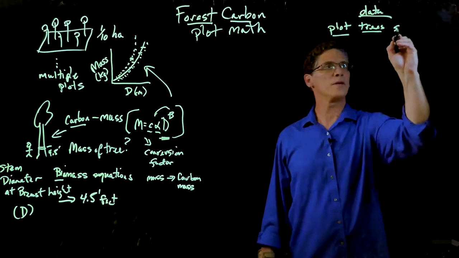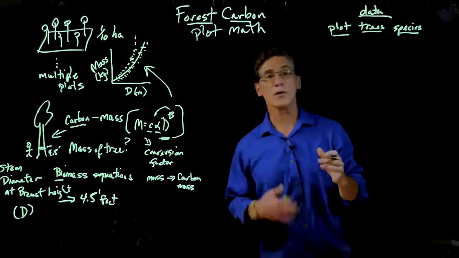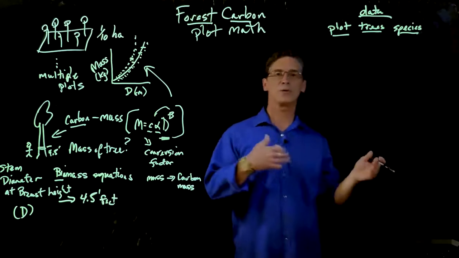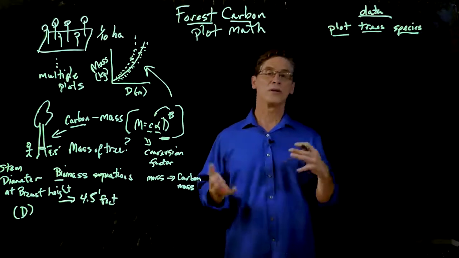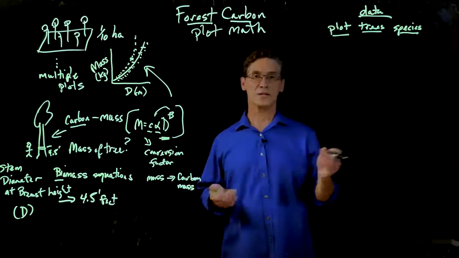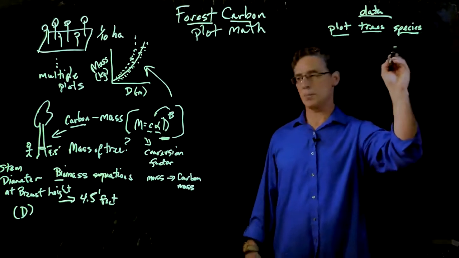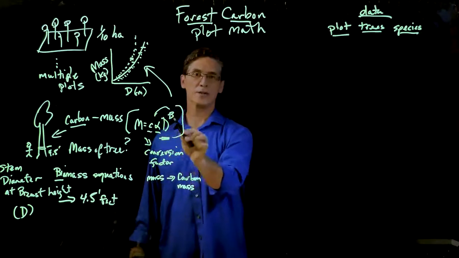And then something that's very important is the species of the tree. So there's all kinds of different species of tree. So we have sugar maples, we have red oaks, we have Austrian pines. There are thousands and thousands of species of trees. Now, the species is important because the species affects this relationship.